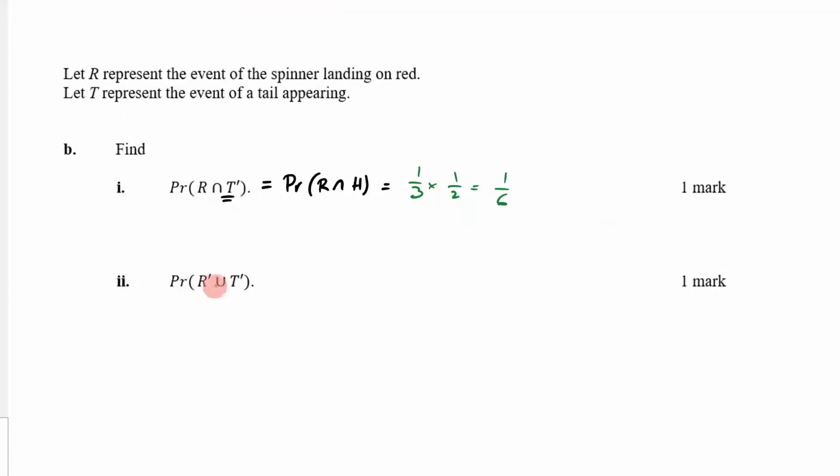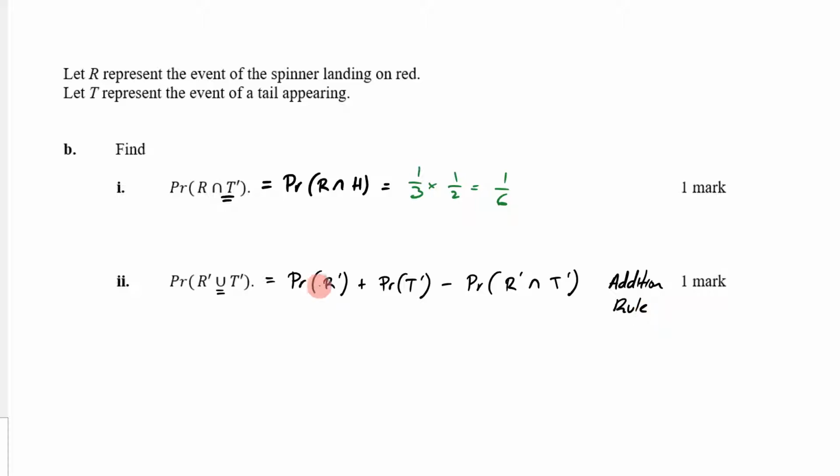Okay, let's now answer the next one here, which is a union question. So the probability of R complement, the union of T complement. Now, this one's a bit trickier because what you'd have to do to answer this is use your addition rule. Remember, your addition rule tells me that the probability of R dash plus the probability of T dash, minus the probability of their intersection, is going to be equal to the union. That right there, everyone, is the addition rule.